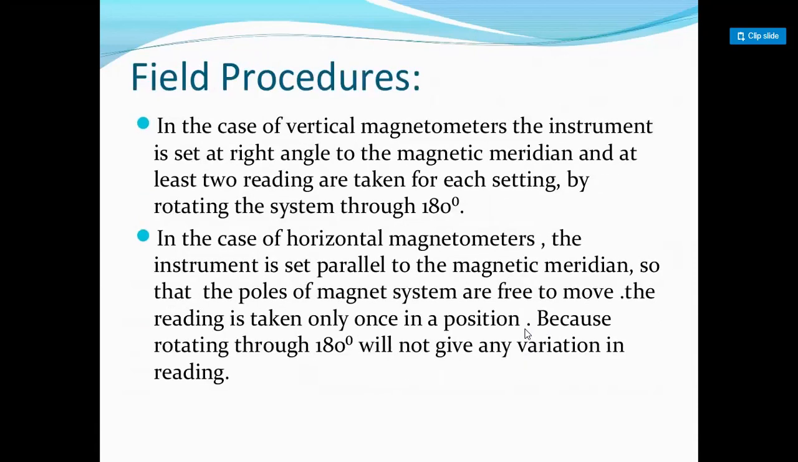Field procedures. In the case of vertical magnetometers, the instrument is set at right angle to the magnetic meridian, and at least two readings are taken for each setting by rotating the system through 180 degrees. In the case of horizontal magnetometers, the instrument is set parallel to the magnetic meridian so that the poles of the magnet system are free to move. The reading is taken only once in a position, because rotating through 180 degrees will not give any variation in reading.